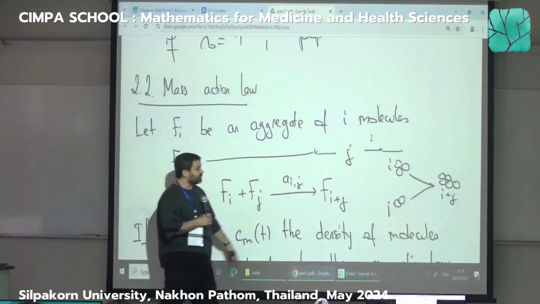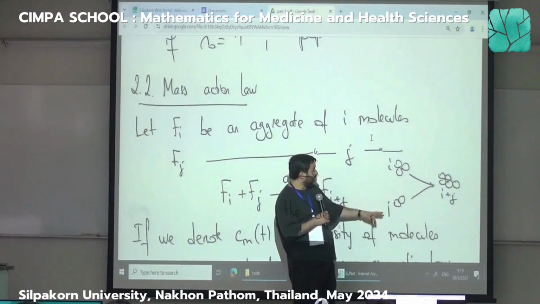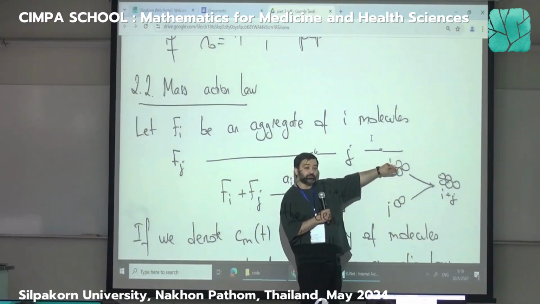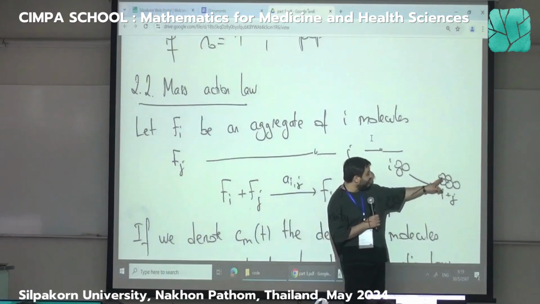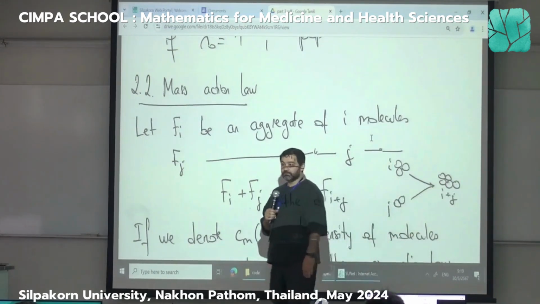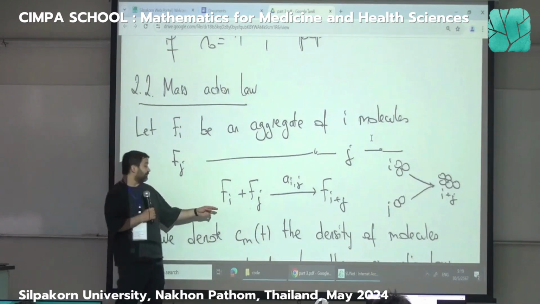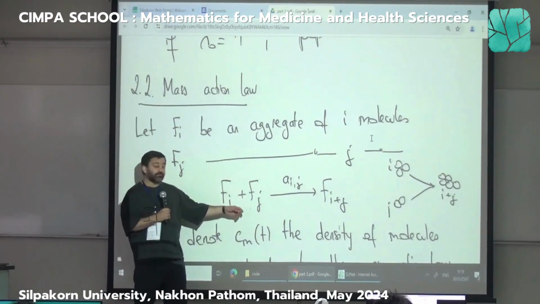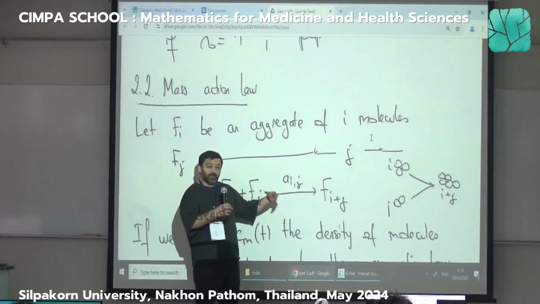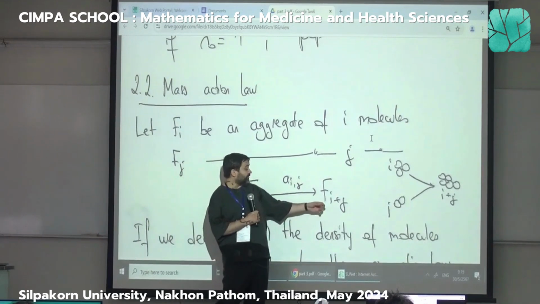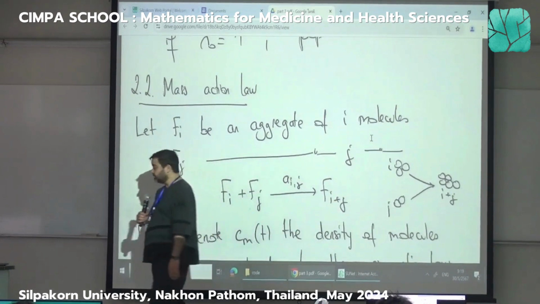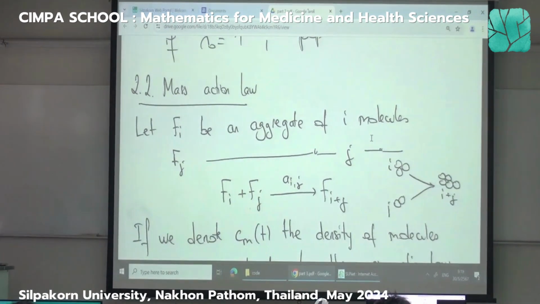So what does it mean? For example, here I have 3 molecules and 2. If I take 3 plus 2, I have something with 5 molecules. So more generally, if I have something of size I plus something of size J, when they come together, you make something of size I plus J. You write it exactly as we did last week, as some people are doing in the project, just write the mass action.